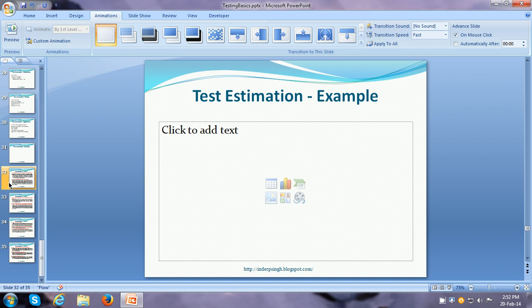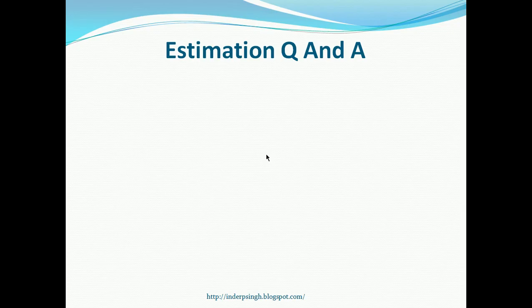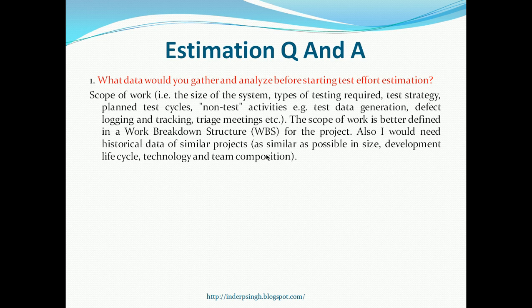So let us move to the Q&A for estimation. So first question is, what data would you gather and analyze before starting test effort estimation? Scope of work is what is really required before you can create the test effort estimate. So for example, you can find out what is the size of the test system, what are the types of testing needed, functional testing, performance testing, what is the test strategy, how many test cycles you have planned, what are the non-testing activities, etc.